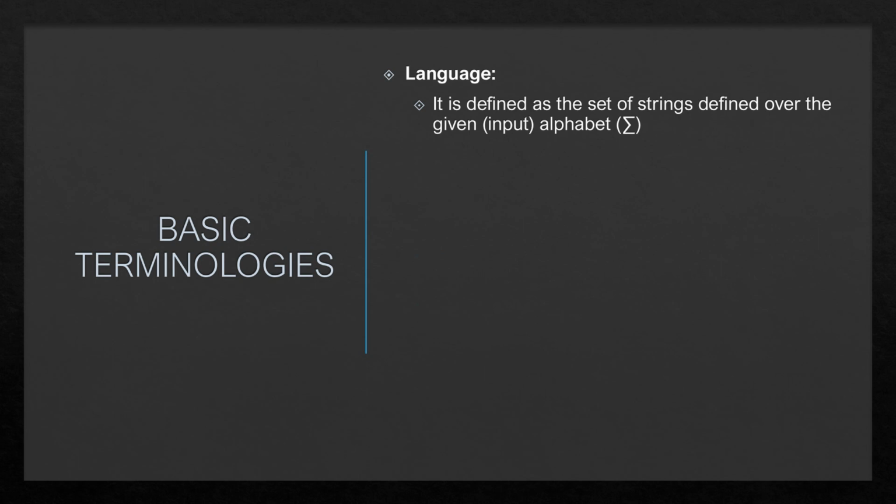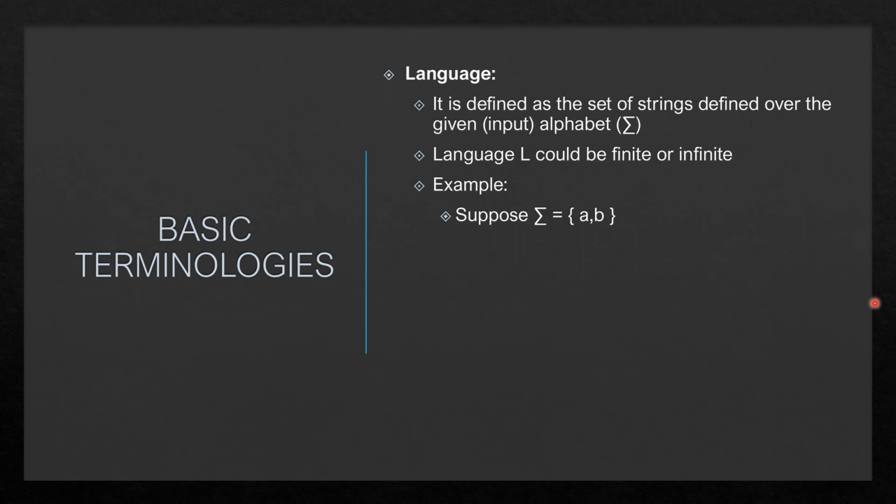The next and the final one is language. It is defined as the set of strings defined over the given input alphabet. Language L could be finite or infinite. The rest of the terms that we have seen in our previous pages have finite sets, but language L can be finite or infinite.